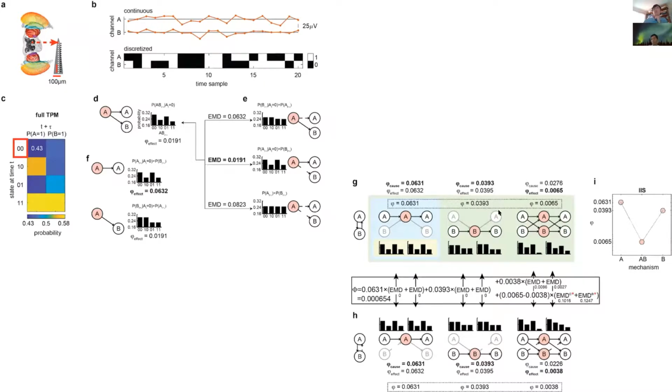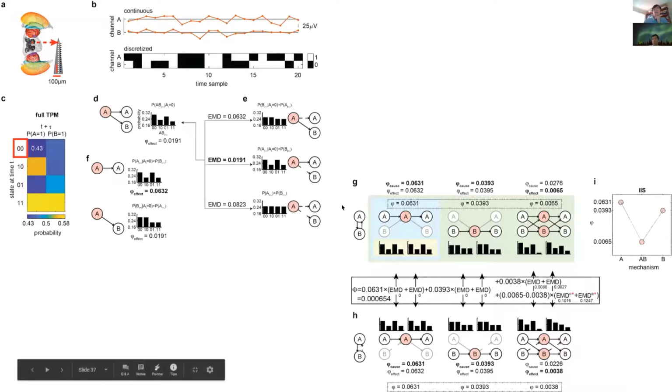And in the color here, you have yellow, you have the cause effect repertoire. In blue, you have your concept. And in green, you have your cause effect structure. And this is for your full system. So if you assume everything's connected.